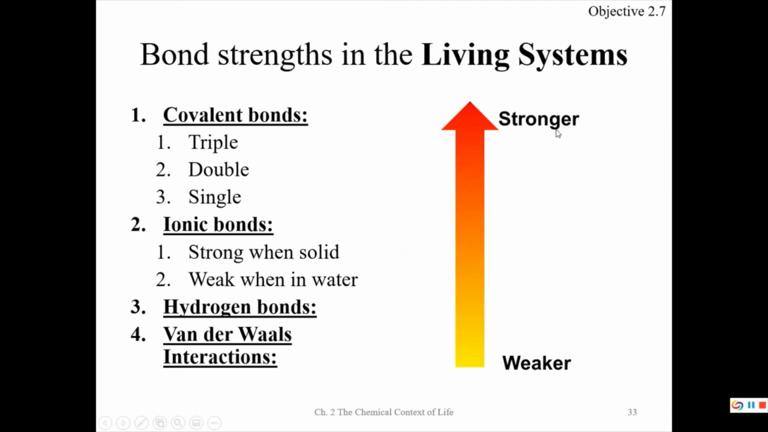Now, in living systems, and this is important, in living systems, not all bonds, just living systems: the triple is strongest. Triple is stronger than double. Double is stronger than single. Single is still stronger than an ionic bond, because ionic bonds in living systems are weak in water, and most living systems are roughly two-thirds water. And so ionic bonds are in the middle. Hydrogen bonds are always weak, and van der Waals are usually even weaker.